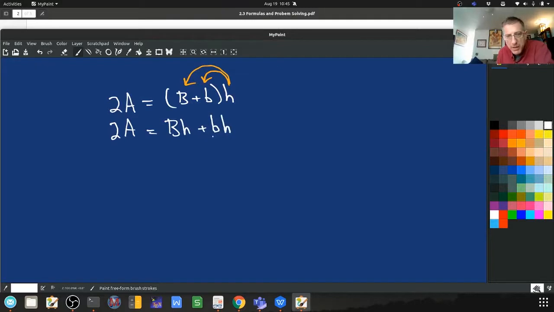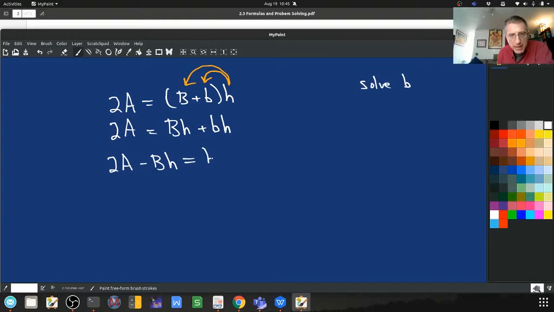So again, our variable term is the small b times h, because remember, we're solving for the small b. So I'm going to move this term, large B times h, over. So I'm going to subtract large B times h from both sides.